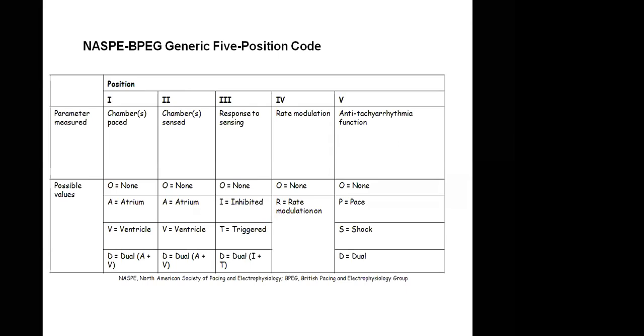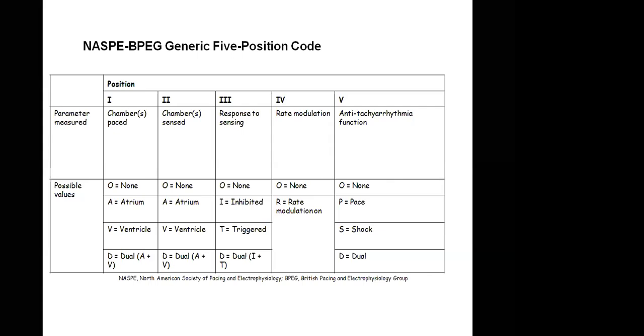So we have this generic coding for the pacemaker. It's a universal coding so that anywhere in the world, when you tell me the code of the pacemaker, I can decipher what it simply means. Because sometimes you can implant a pacemaker in Nigeria and go and start interrogating or programming it in the US and vice versa. So we should be able to know the type of pacemaker and the programming mode. That programming code is important to anybody working on the pacemaker, and it makes communication easy.